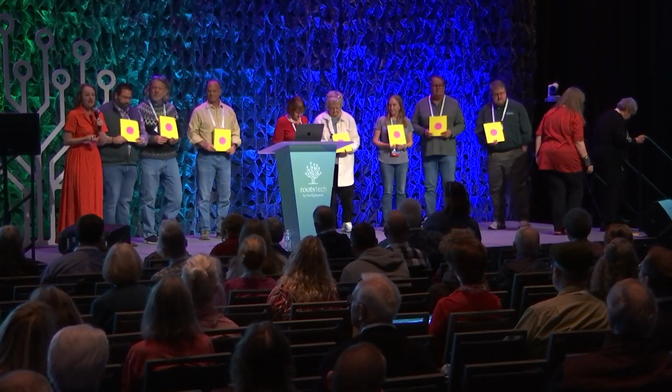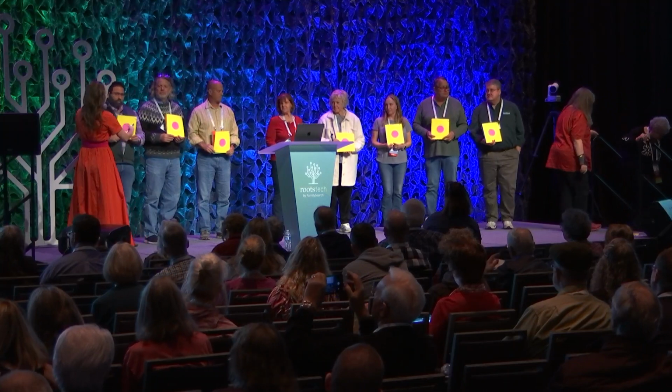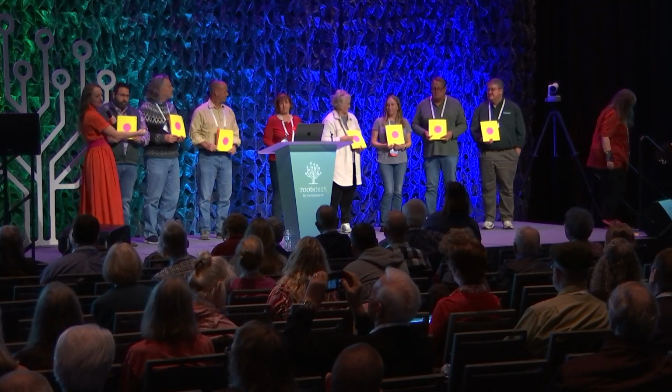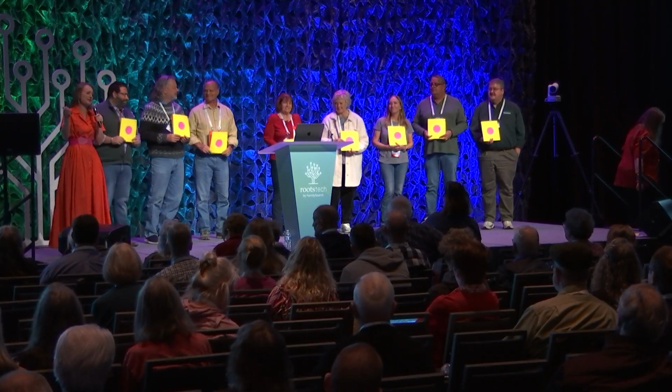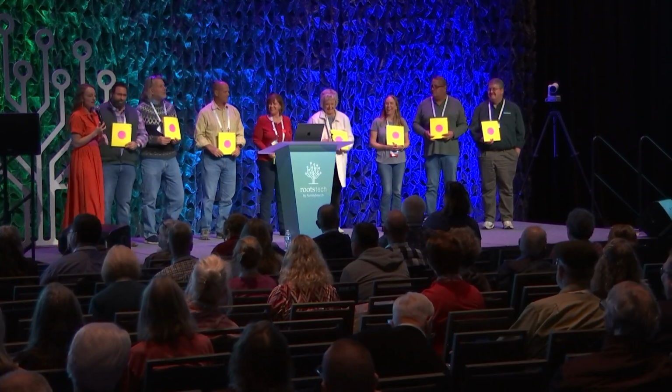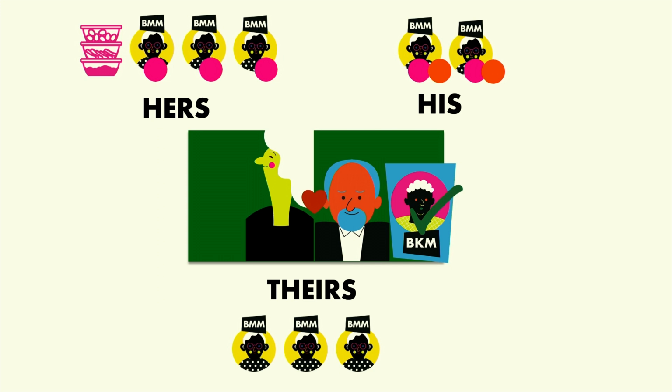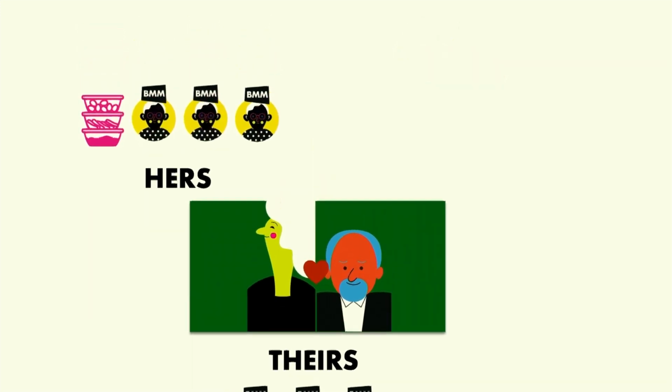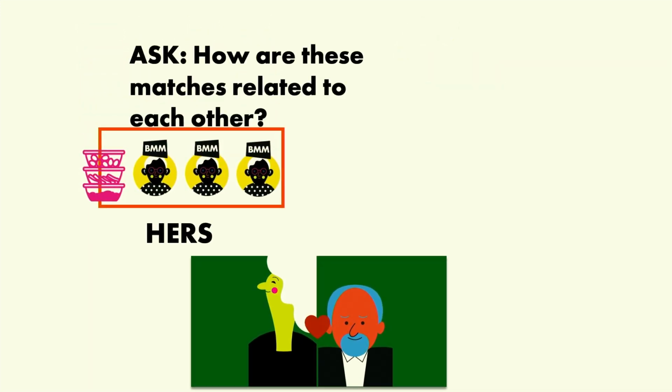Perfect. Okay, so these are our leftovers. Do they look leftover? They look great. They look fresh. Okay, these are our leftovers, right? So his, hers, and theirs, we now have our leftovers. So now the question becomes, how are these matches related to each other? What is their relationship? How do we figure out how they're related to each other? What do we need to do?